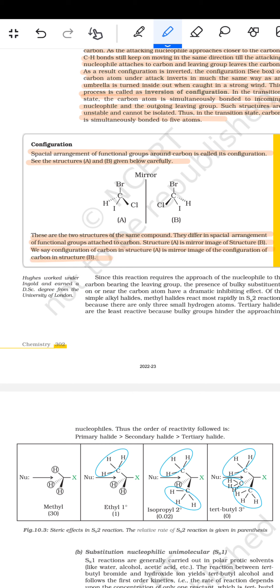Hughes worked under Ingold and earned a DSc degree from the University of London.